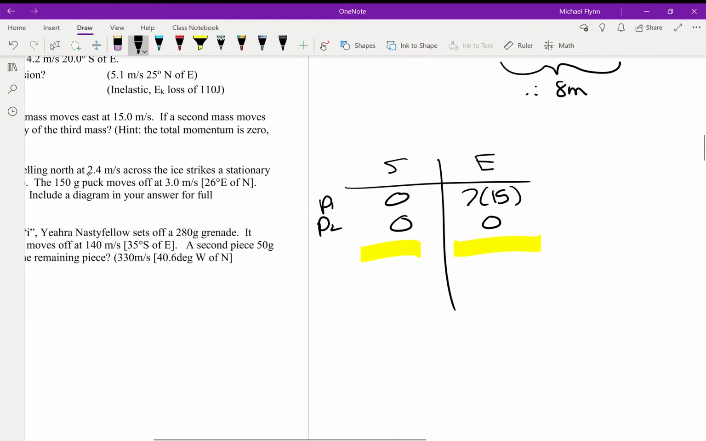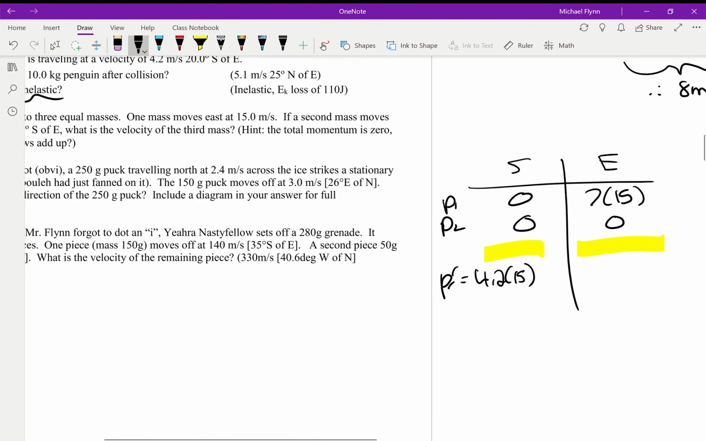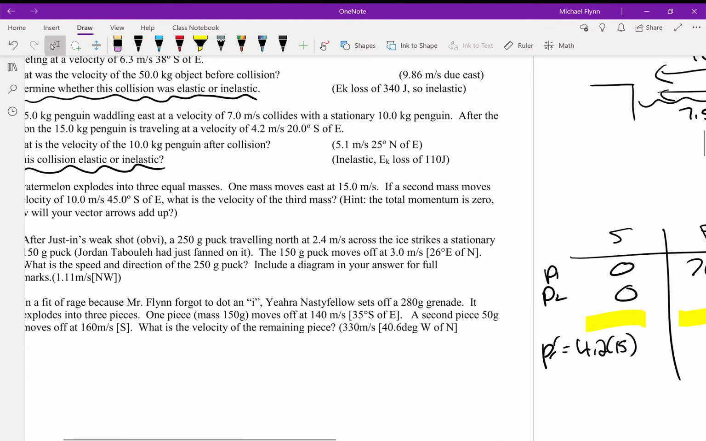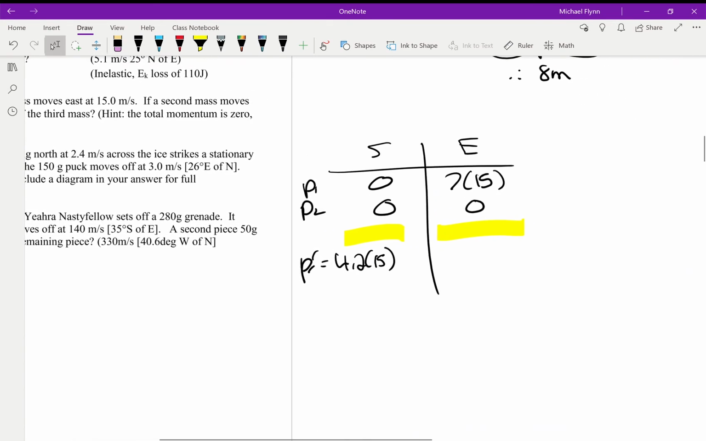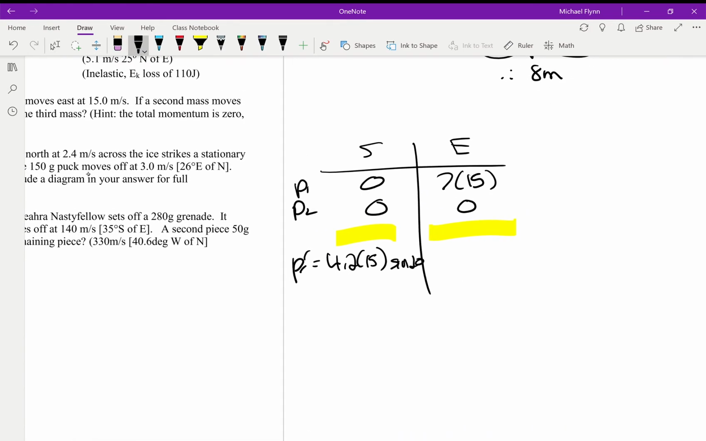4.2 meters per second. So this is P1 prime. 4.2 times 15. Okay, so it's mass times velocity, times the sine of 20. And then P1 prime on the east side will equal 4.2 times 15, the mass, times the cos of 20. And then what you do is you're going to solve this for P2 prime.